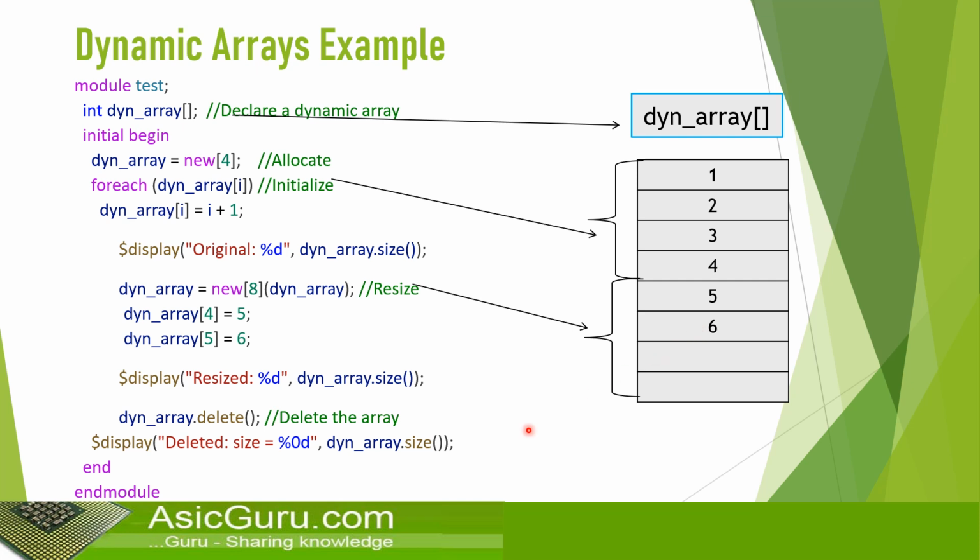So now finally moving to the next statement, that is delete. So this statement clears the array and sets it to empty. So the $display statement here confirms the size is 0 and it frees the memory.